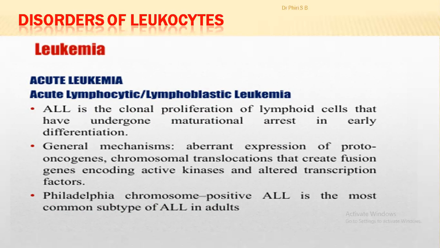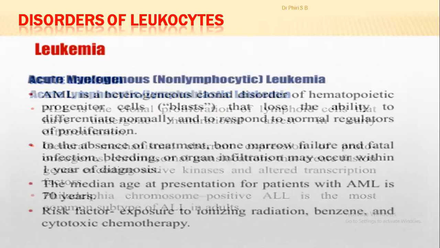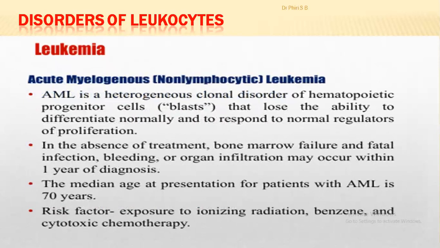So the Philadelphia chromosome positive is the common form of acute lymphocytic lymphoblastic leukemia that can occur in adults. Then you can also have acute myelogenous or non-lymphocytic leukemia. Now what is affected is the myeloblast cell, the committed cell that will become red blood cells, granulocytes, and monocytes. So once this one is affected, a lot of these cells will also be affected. You won't find them in circulation.